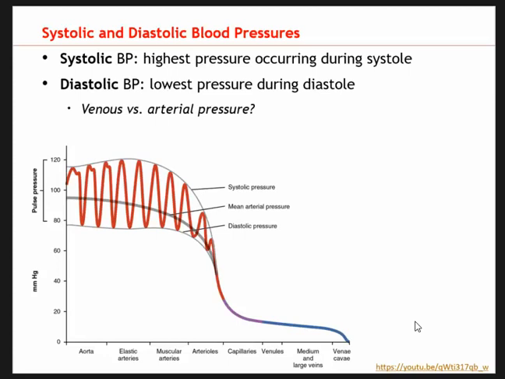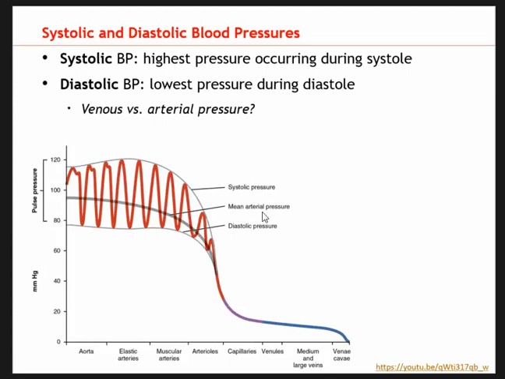So let's look at this kind of graph down here. We have millimeters of mercury over here. This is looking at the blood pressure. So pulse pressure is the difference between systolic and diastolic pressure. We see diastolic is 80 millimeters of mercury. We see systolic is 120 in this diagram here.